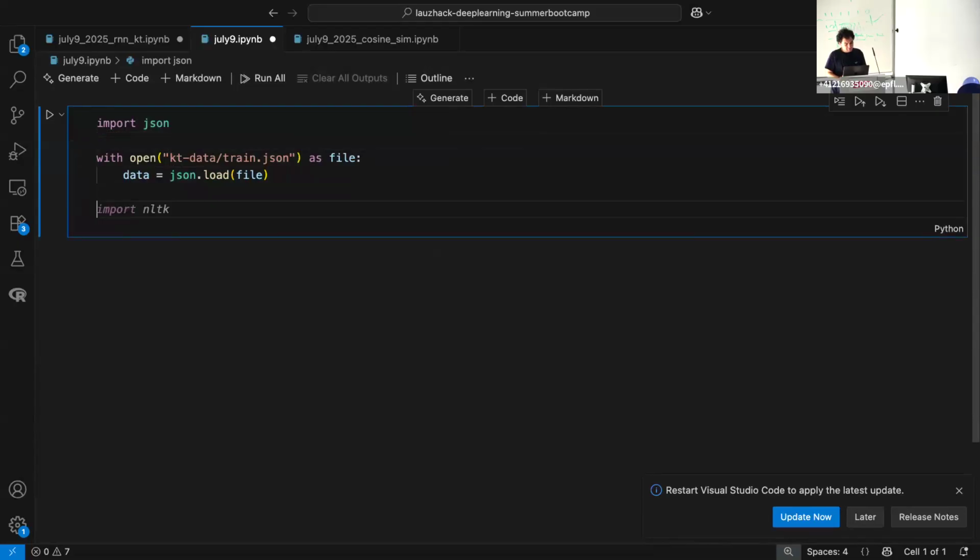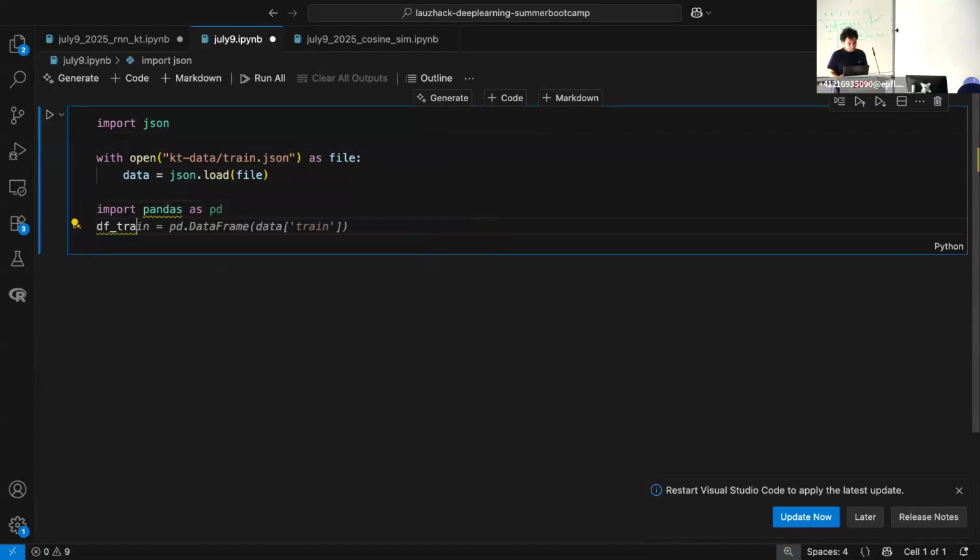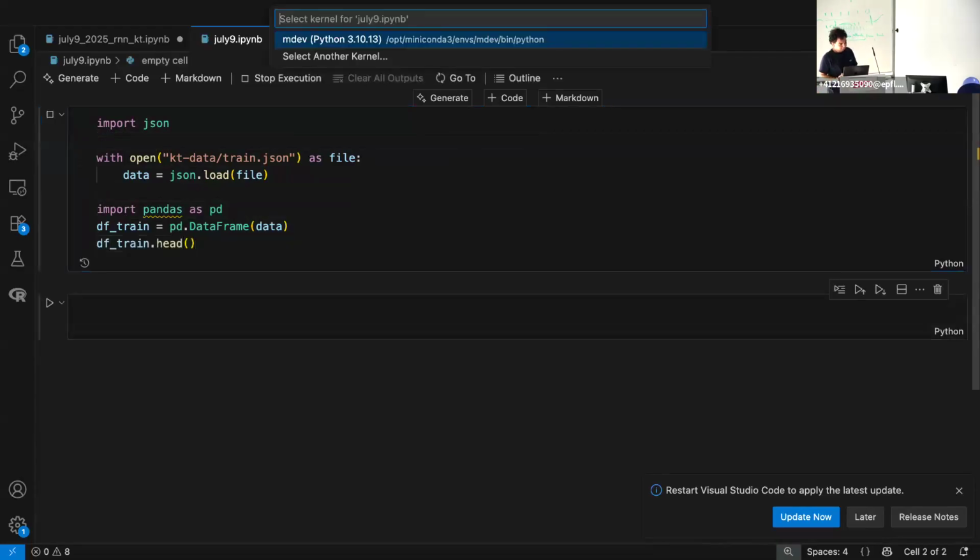And then I want to convert it to a data frame. I assume you know all of these, right? DataFrame from JSON. I assume you know Python, but if you have any questions, you can just ask. And df_train could be the data frame of the data. And then let's print it to see.